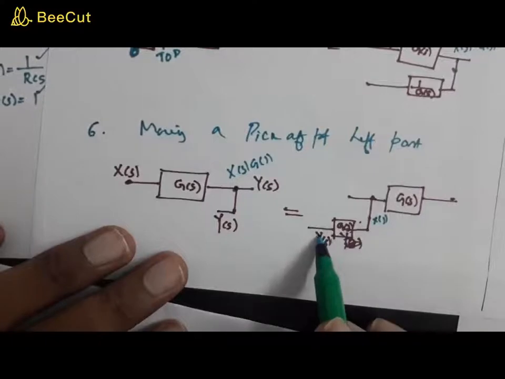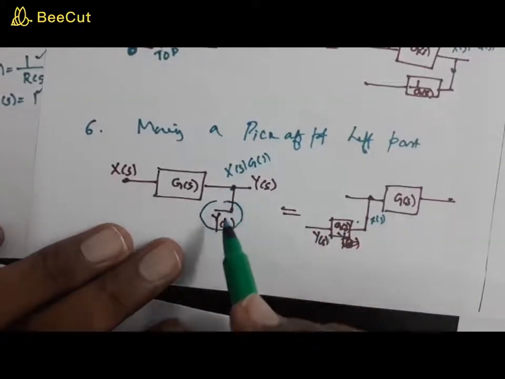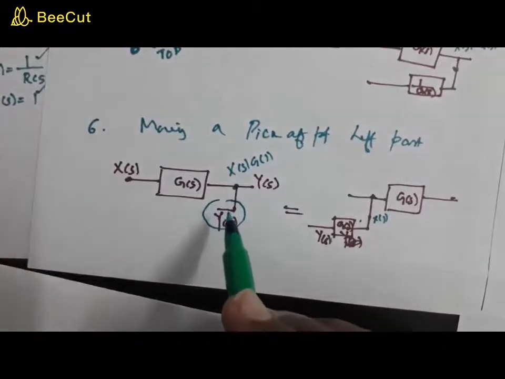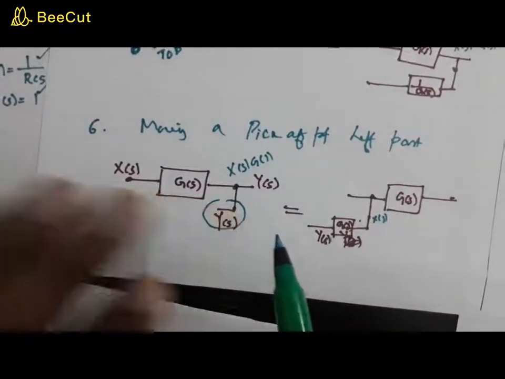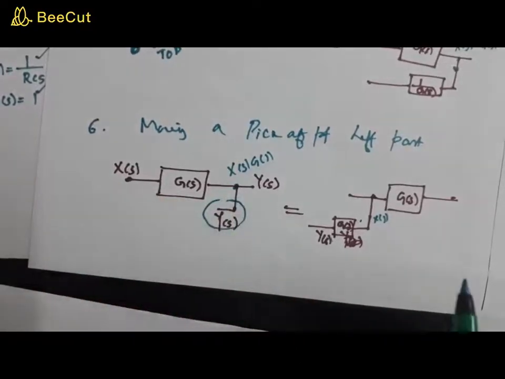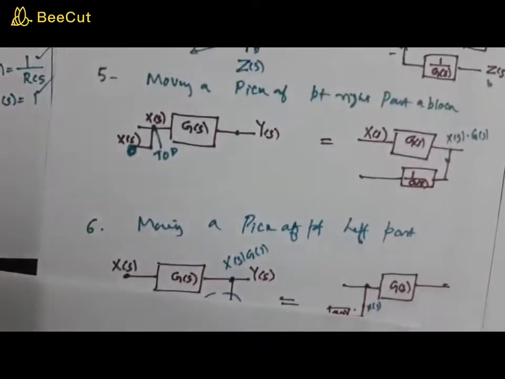Then this particular signal multiplies by H of S, so that you must understand that this can be a part of a block. So I'm just showing only this one. So you can change this pick-off point to the other point without altering any of the output of the system. Okay, so these are the different scenarios that you can come across.